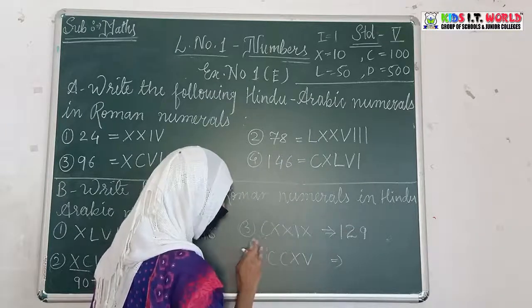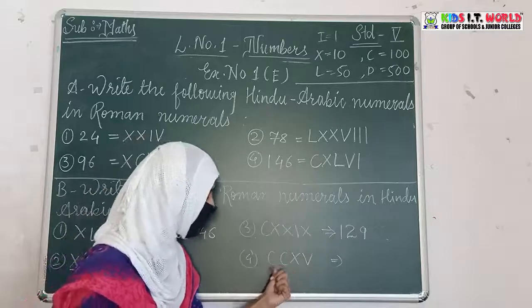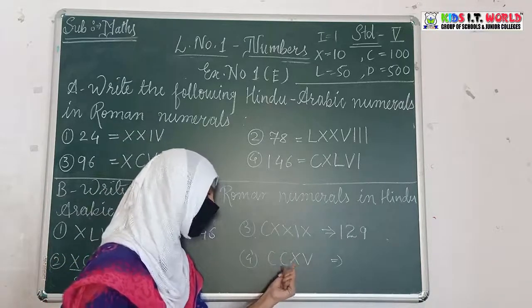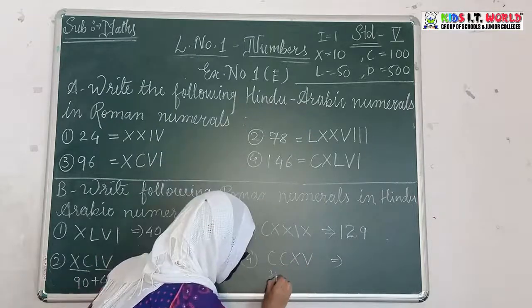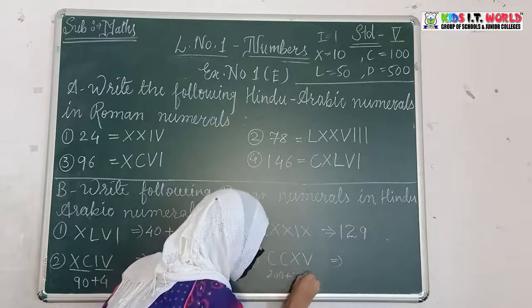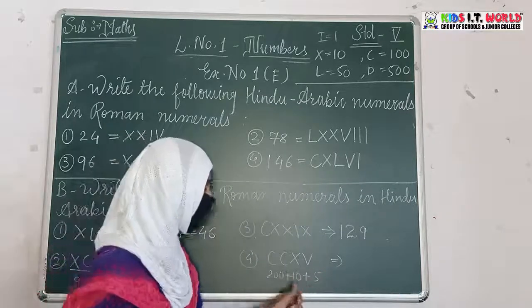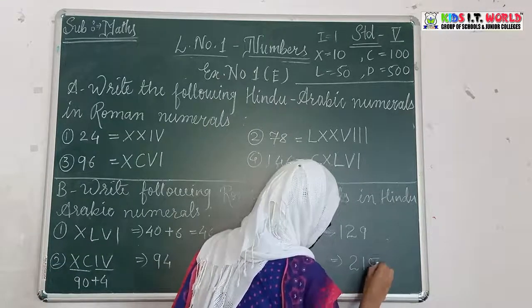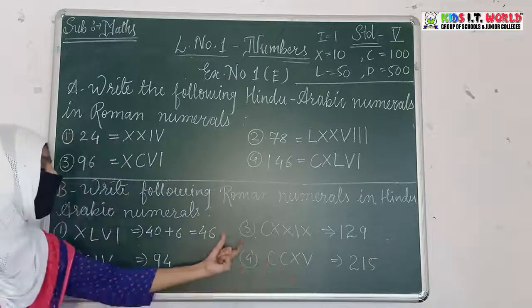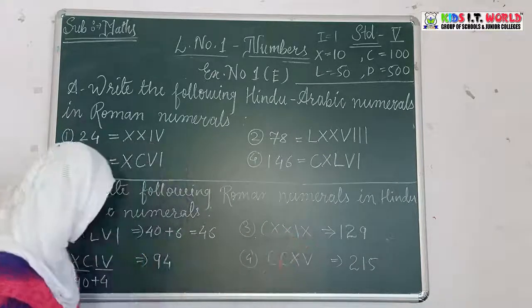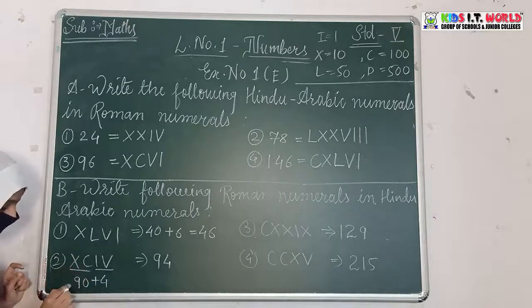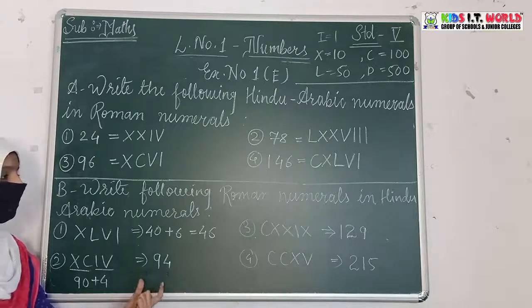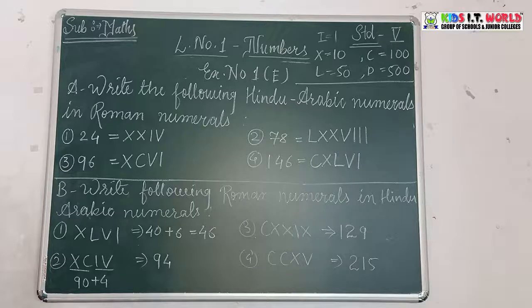Clear? Now here double C means 100 plus 100, which is 200. And this is X for 10. This is 200 plus 10 plus 5, so it is 215. Understood, students? In this way you have to write. If the numbers are large, just take the value of each alphabet, keep it here, and add it with the other number. So you will get the conversion of Roman numerals into Indo-Arabic numerals.